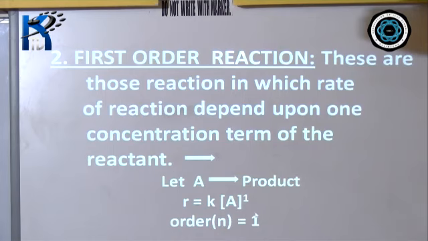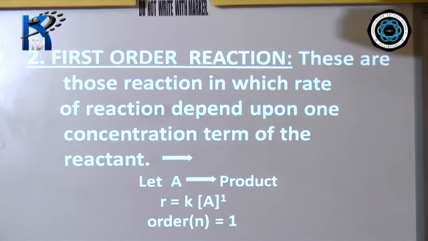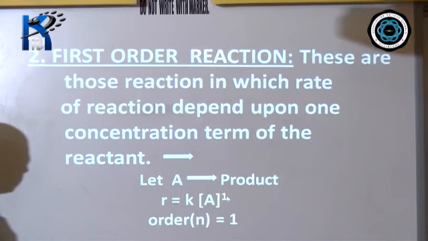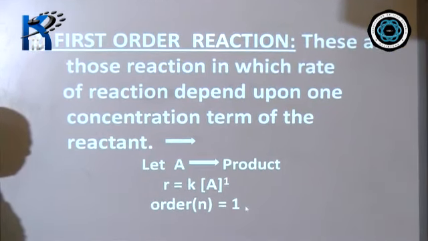First order reaction: these are those reactions in which the rate of reaction depends upon one concentration term of the reactant. So if this is the reaction, student, the rate law will be like this: R is equal to K, A to the power of 1, because it is first order, so the order will be 1.